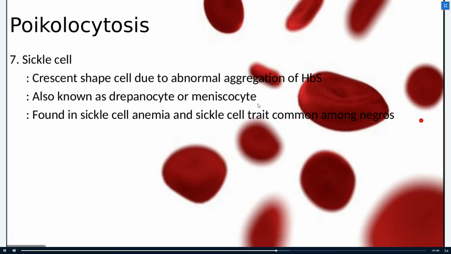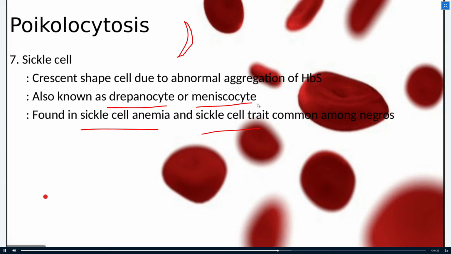Now again, your sickle cell would appear like a crescent moon. So, this is usually caused by abnormal aggregation of hemoglobin S. They are also known as drepanocyte or meniscocyte, found in sickle cell anemia and sickle cell trait.